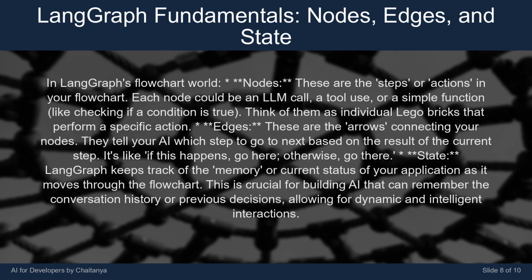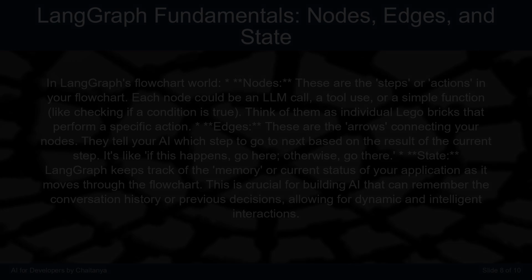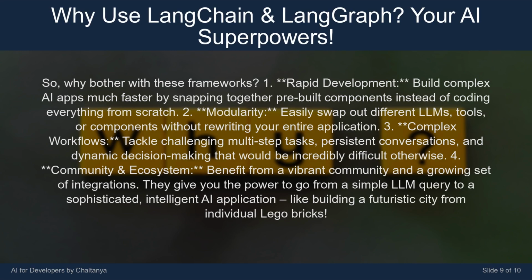Edges, these are the arrows connecting your nodes. They tell your AI which step to go to next based on the result of the current step. It's like, if this happens, go here, otherwise, go there. State. LangGraph keeps track of the memory or current status of your application as it moves through the flowchart. This is crucial for building AI that can remember the conversation history or previous decisions, allowing for dynamic and intelligent interactions.